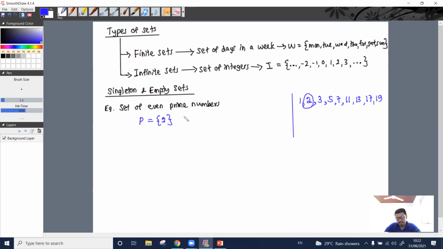Such sets are called what? Singleton sets. Now you tell me, what do you mean by singleton sets?